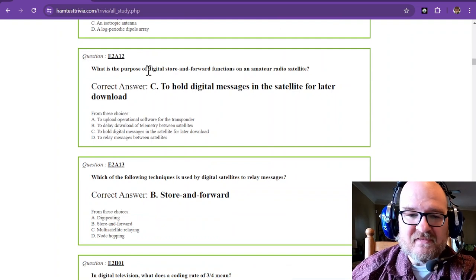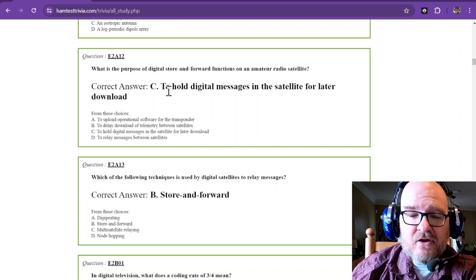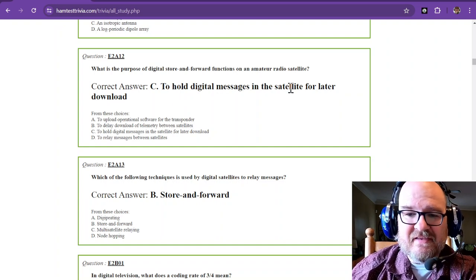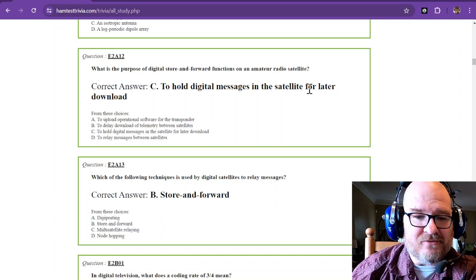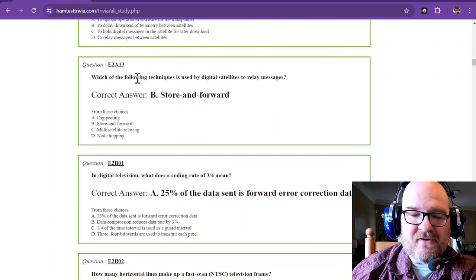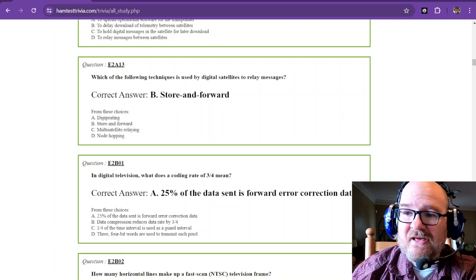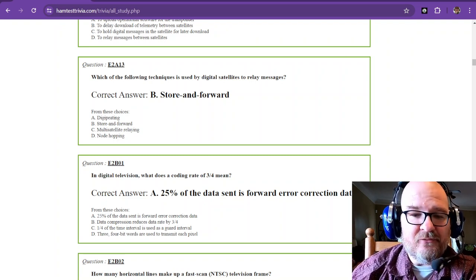What is the purpose of digital store and forward functions on an amateur radio satellite? And if you can remember store and forward, it's sort of like an answering machine to hold digital messages in the satellite for later download. And then the last question, which of the following techniques is used by digital satellites to relay messages? And again, it's just like the answering machine, that is store and forward.